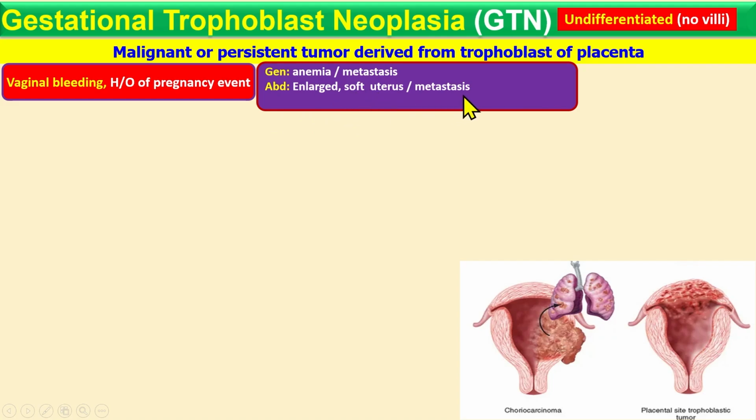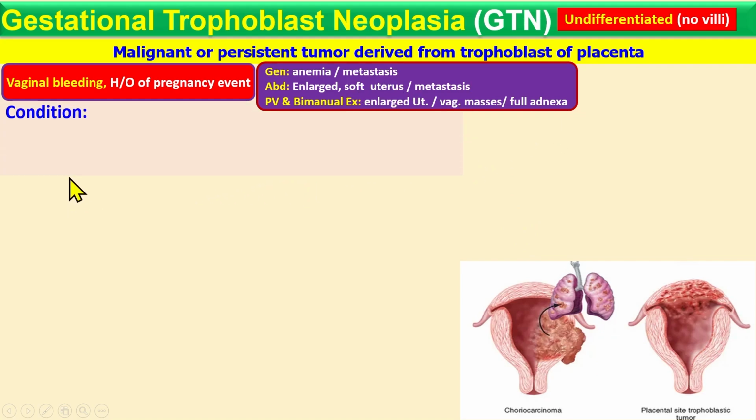It's a large soft uterus with metastatic signs. Okay, I mean it's a liver. You can palpate the liver. Okay, and on vaginal examination, you see an enlarged uterus with vaginal masses. I mean it involves the vagina. Okay, and you see the fundal height index. So these are the signs for the GTN.